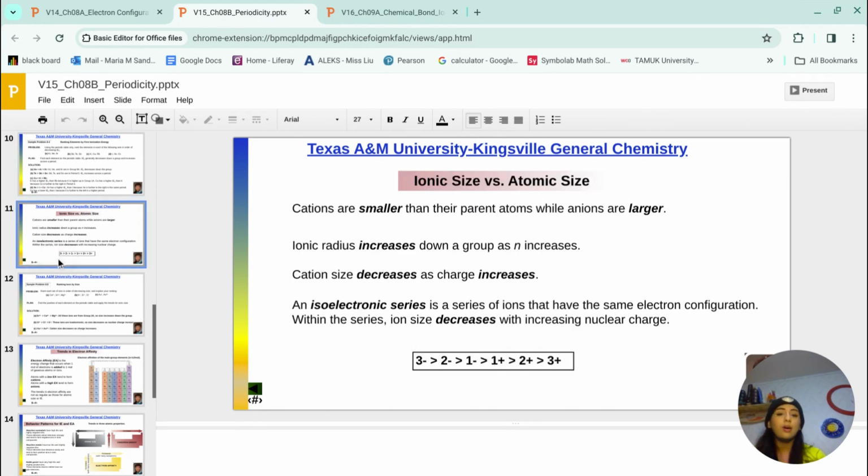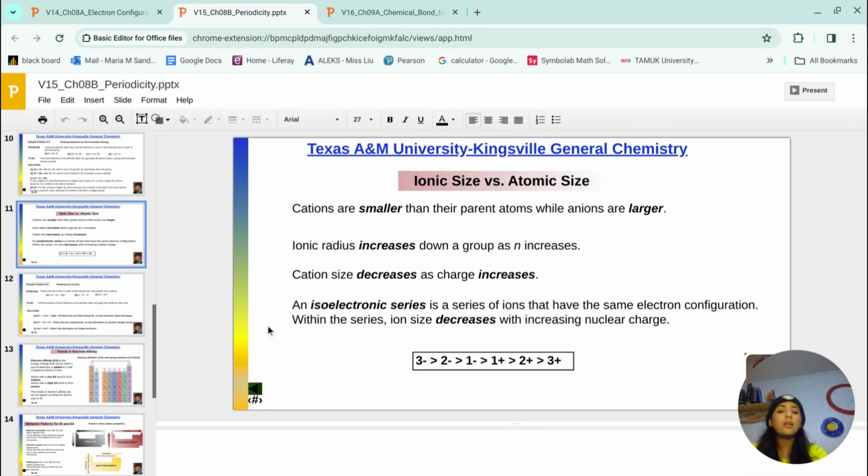We're looking at ionic size versus atomic size. So these are a few trends, a few rules that you'll come across. Cations are smaller than their parent atoms, while anions are larger than their parents. Ionic radius increases down a group as n increases. Cation size decreases as charge increases.